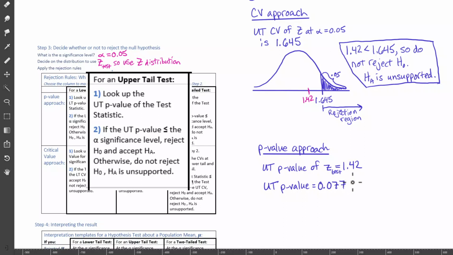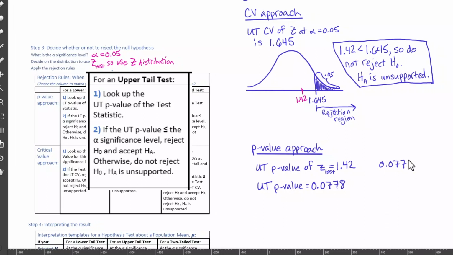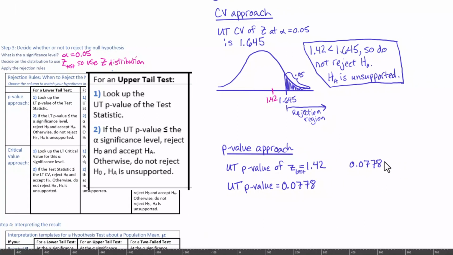So the upper tail p-value is 0.0778. And with that and the alpha of 0.05, we can apply the rejection rule. We compare our upper tail p-value to alpha. If the upper tail p-value is less than or equal to alpha, we can reject the null and accept HA. But in this case, our upper tail p-value is greater than alpha. 0.0778 is greater than 0.05. So we're in the otherwise condition.